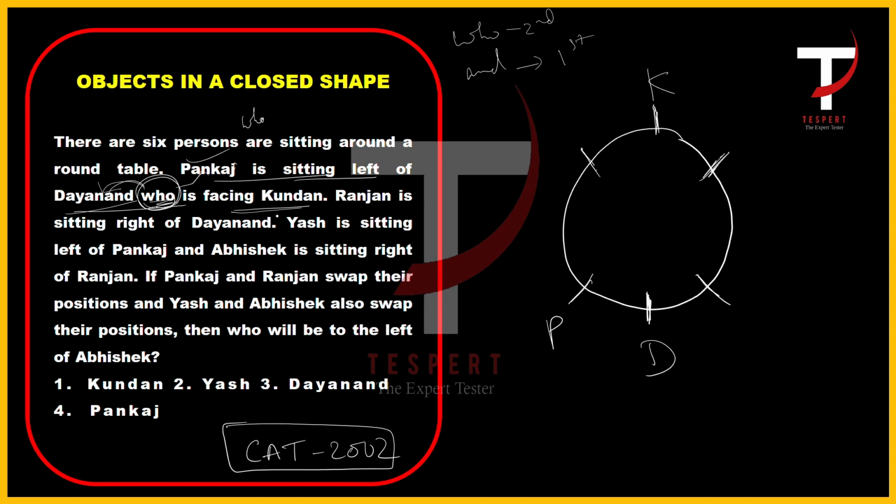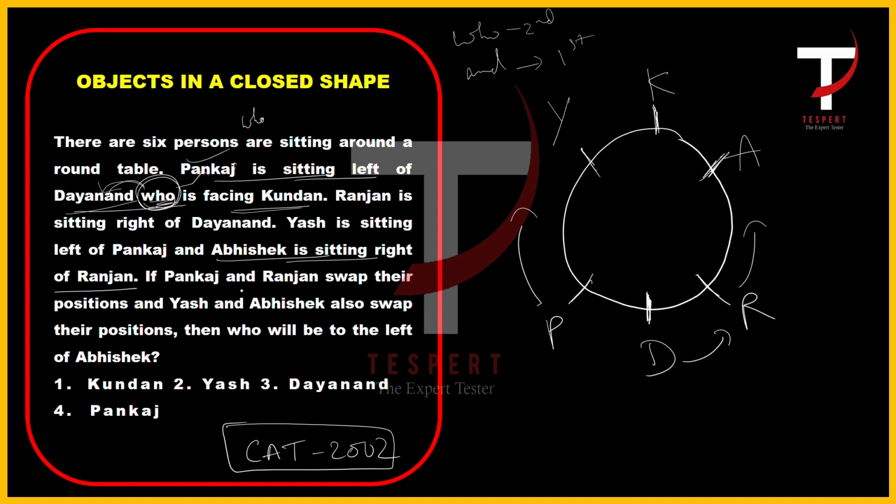Okay. So Ranjan is sitting right of Dayanand. Yash is sitting left of Pankaj. And Abhishek is sitting right of Ranjan. Here Ranjan, so Abhishek will sit here.